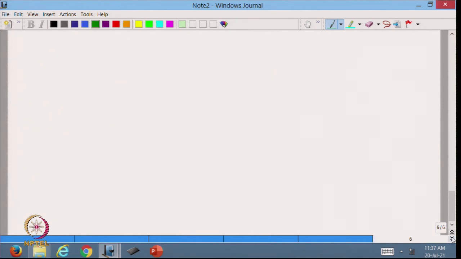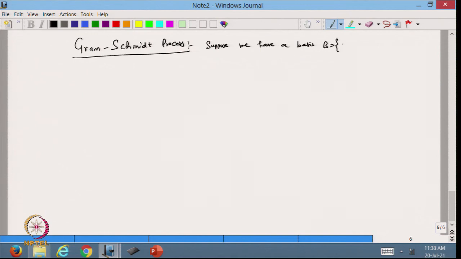So let us do this again. I will write here the process that is called the Gram-Schmidt process. What we are going to do in this case: suppose we have a basis, I call it v1, v2, ..., vn. This is a basis of a vector space V, so it is an n-dimensional vector space.